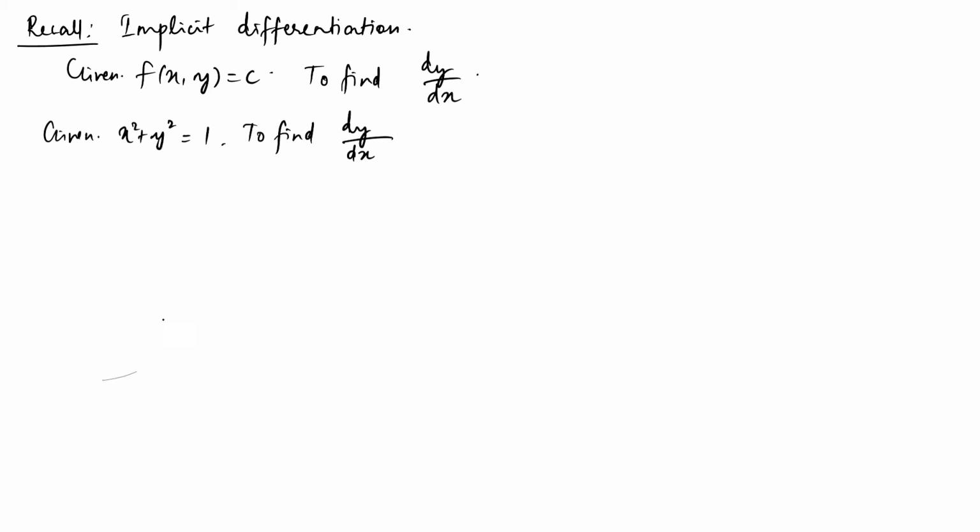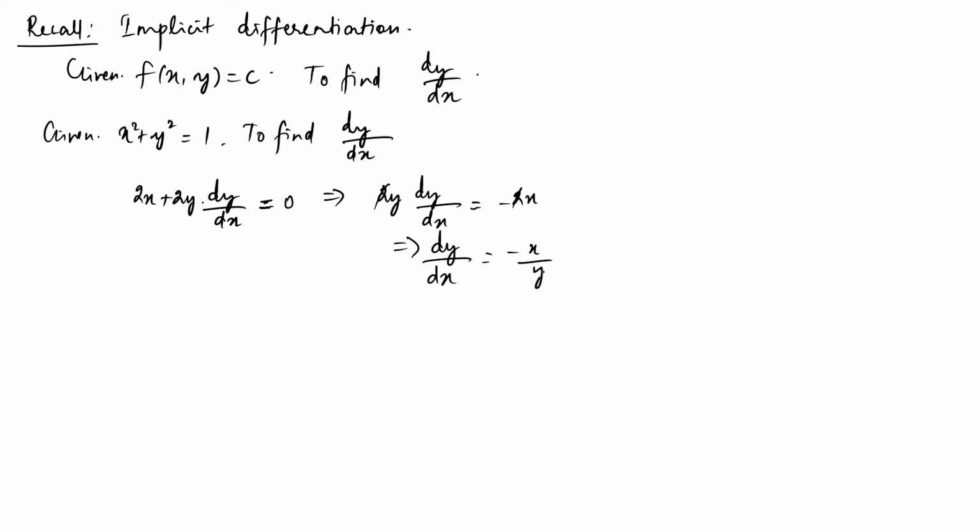So you get 2x plus 2y dy upon dx equals 0. You are differentiating with respect to x, and the derivative of a constant is 0. So from this you can write 2y times dy upon dx is minus 2x. You can cancel 2 on both sides. Therefore, your dy upon dx is minus x upon y.